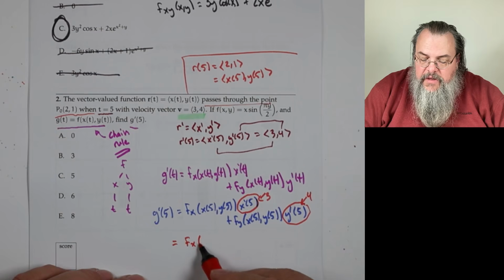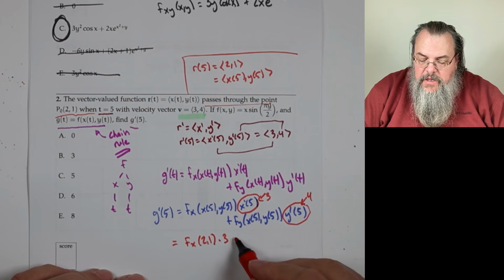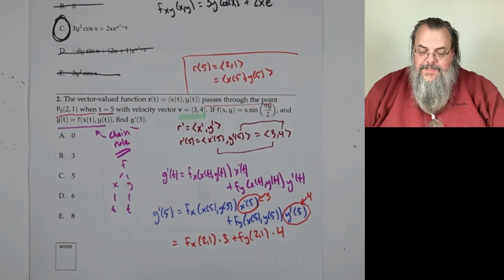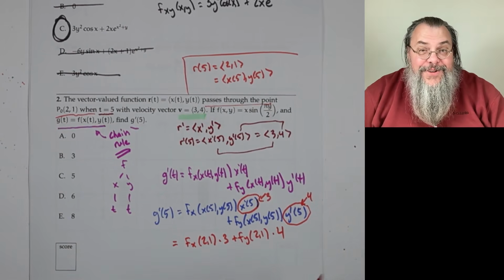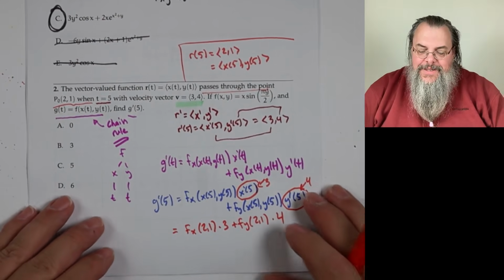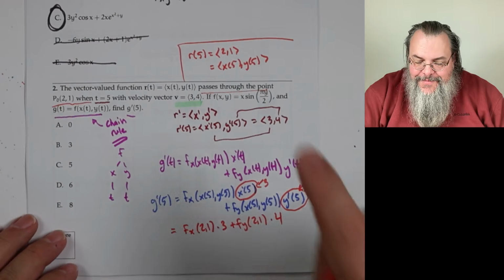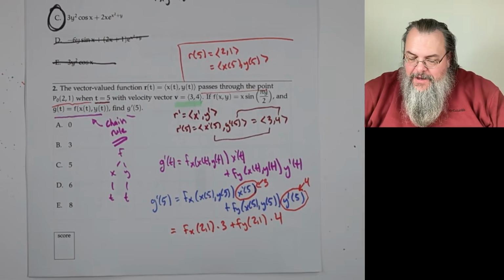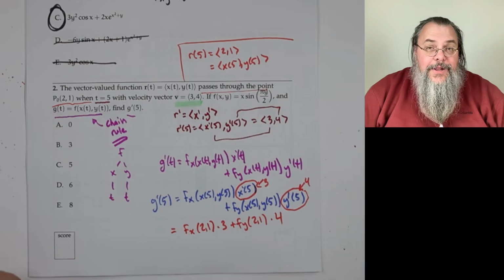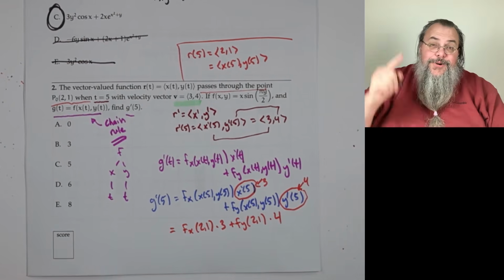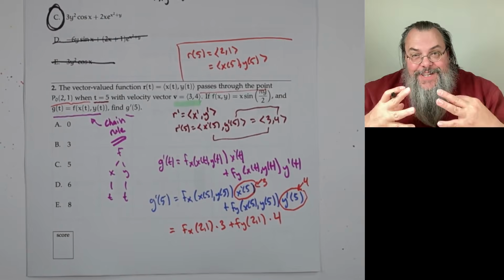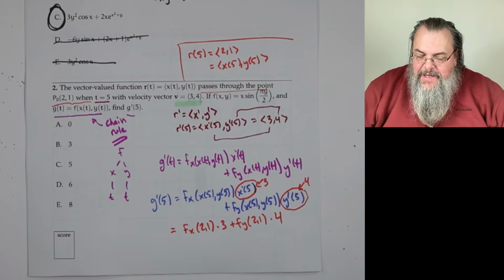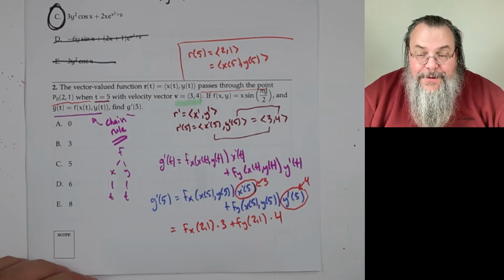We want f_x at (2, 1) times 3 plus f_y at (2, 1) times 4. So if we had those values, we'd be done. But how do we get them? We know f explicitly. So we're just going to compute them. All right, well, there's a lot of layers in this onion, but no tears. Only tears of joy that we get to say, look at this fun problem with all these pieces. And we can fit it together and make it work.